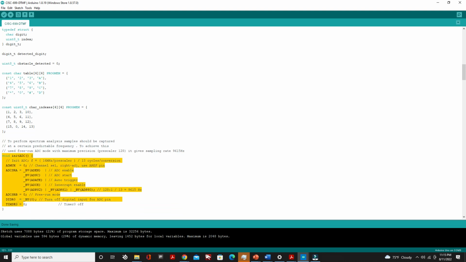This part of the code is used to initialize the analog to digital conversion on the Arduino. These are the values written directly into the analog to digital converter registers associated with the particular microcontroller I'm using.